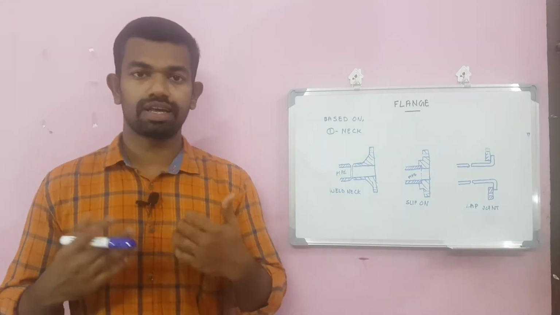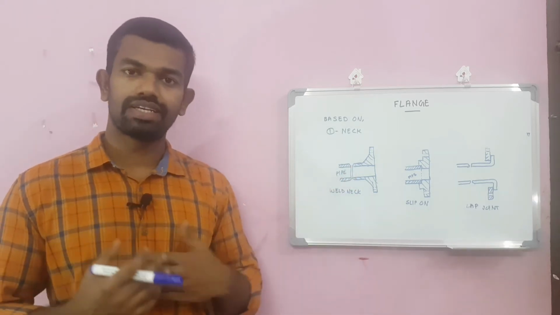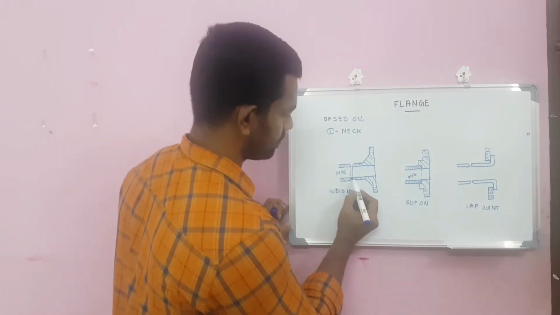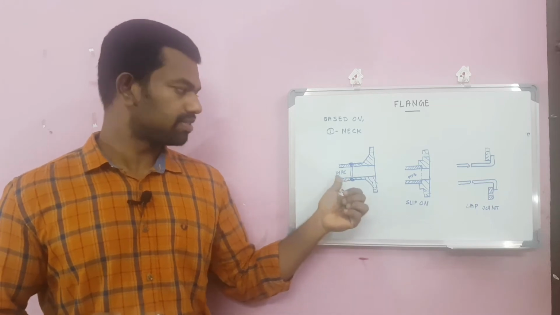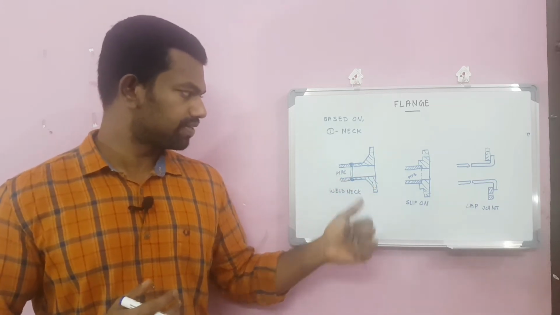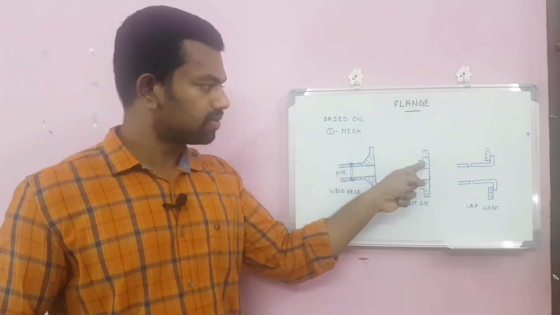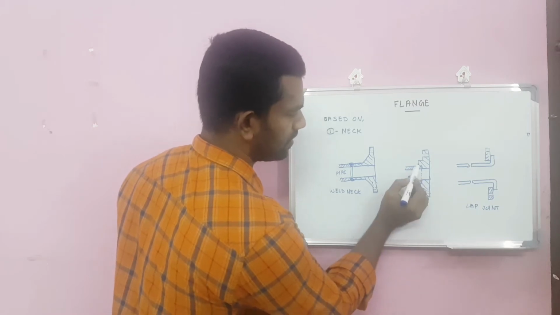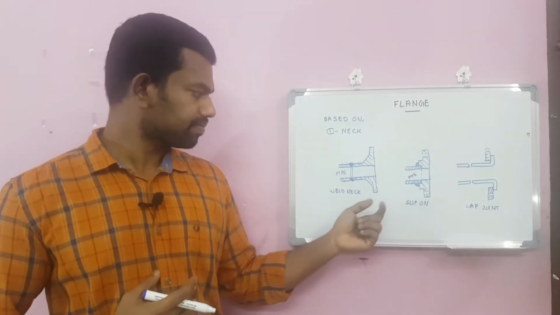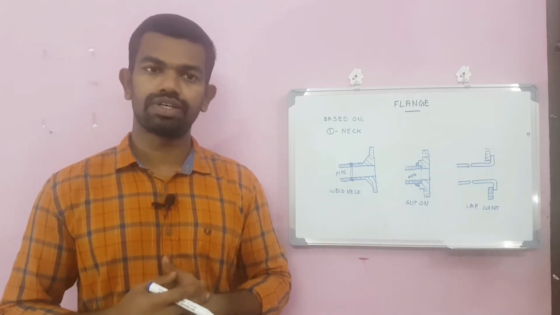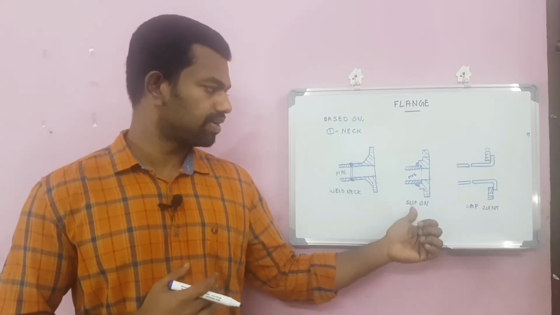The neck has been classified into 3 types. First, weld neck. As the name indicates, this neck will be welded to the pipe as a butt weld, that means connecting to the pipe with a butt joint. Second is slip-on. In this case, the pipe will be inserted into this portion and welded as a fillet weld. This is called slip-on flanges. Basically, weld neck flanges are used for high temperature and high pressure applications, but slip-on flanges are used for comparatively low pressure and low temperature applications.